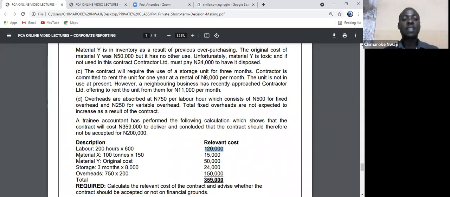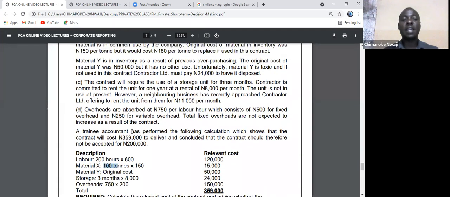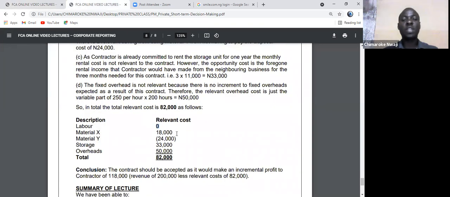The trainee now said material Y is 100 tons, multiplied by the 150 naira for material X, the price it was originally bought, and they got 15,000. But here, we did something else and we got 18,000. We used the current market price to get 18,000.